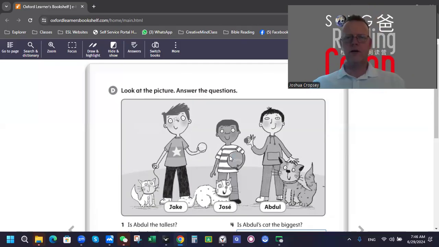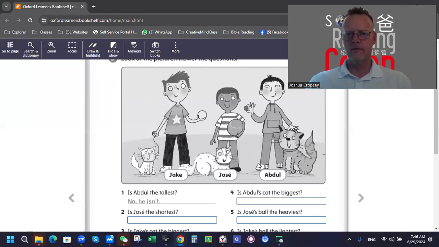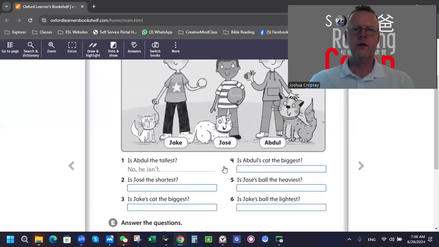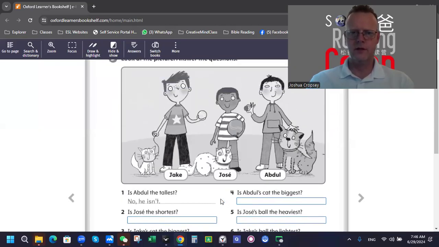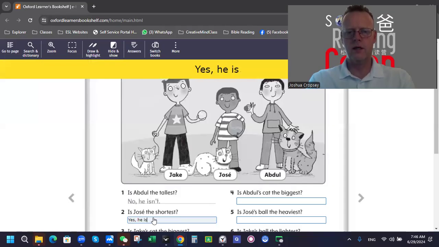All right, so we've got Jake. He's got a cat and a ball in his hand. Jose is in the middle. Abdul is on the right. Is Abdul the tallest? No, he isn't. You can see Jake is just a little bit taller. Number 2, is Jose the shortest? Well, he's in the middle. Yes. We would say, yes, he is.